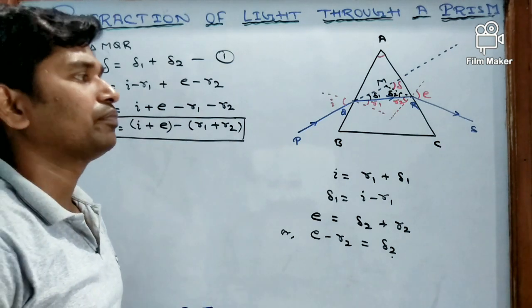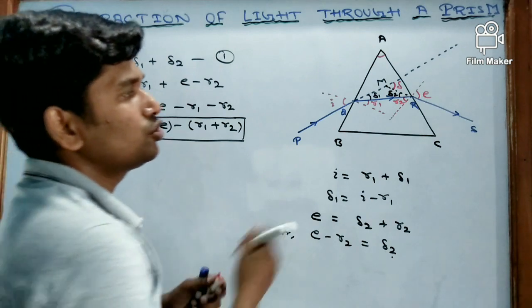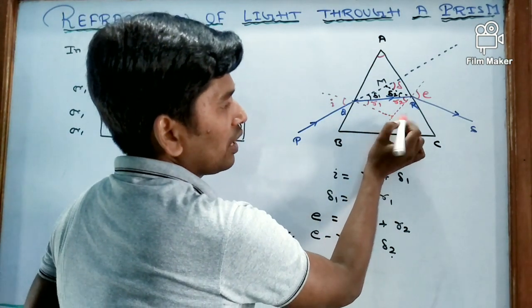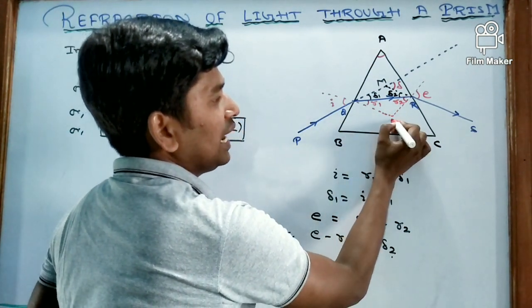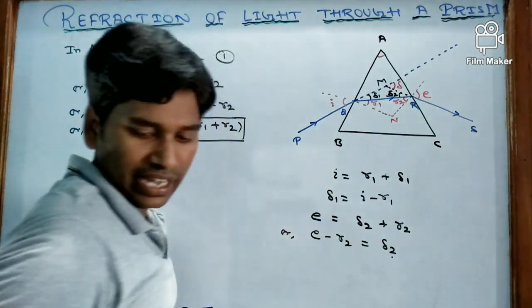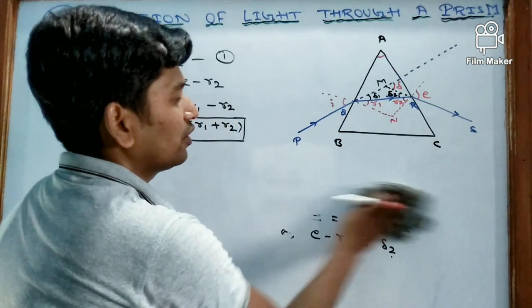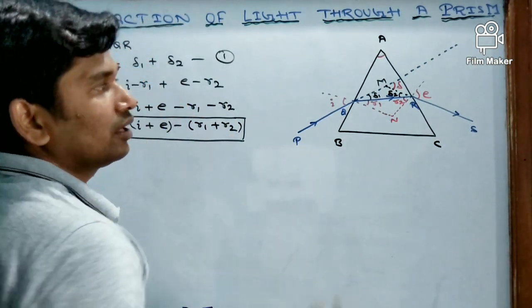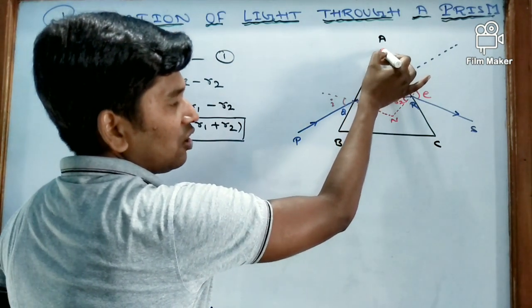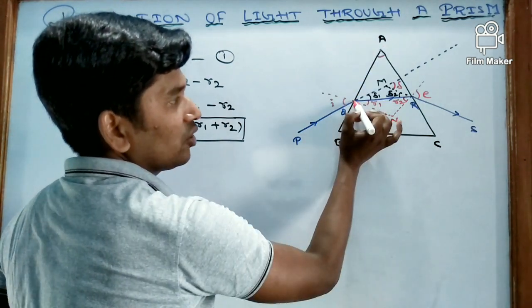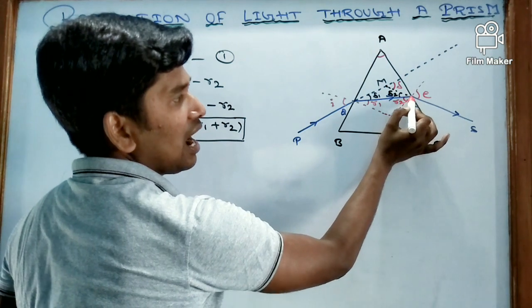Now, to go further, let us join these two and call the point N. So what we are finding in this is a quadrilateral A, Q, N, R.